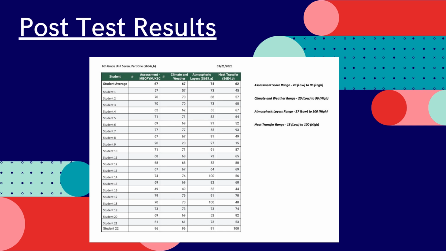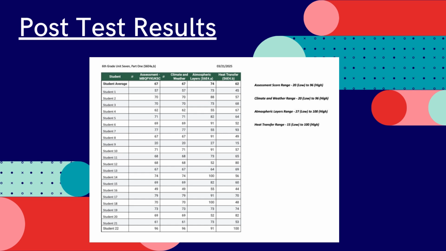After instruction, looking at post-test results, there were those students that still struggled. Overall, on the entire assessment, there were students that made a low of a 20, while there were students that made as high as 96. In climate and weather, the breakdown was a low score of 20, high of 96, atmospheric layers a low score of 27, high of 100, and then in heat and transfer, a low score of 15 up to a high of 100.